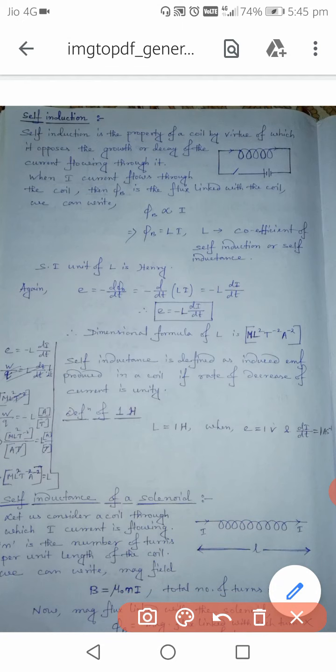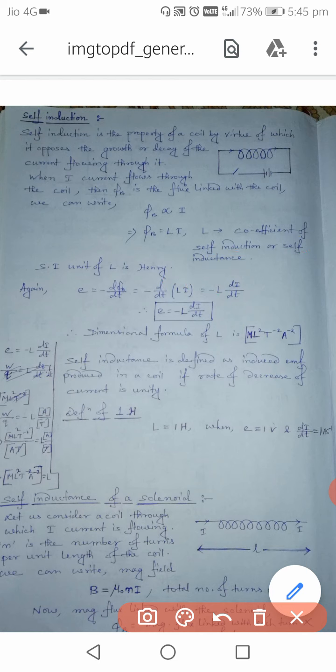In this particular case, phi, the flux linked with the coil, is directly proportional to the amount of current flowing through it. Suppose I current is flowing through it, and how much flux is developed? Phi B for magnetic flux. Now the proportionality sign is removed by an equal sign. There is a constant L. The name of this constant is coefficient of self-induction, or we also call it self-inductance. The SI unit of L is Henry, or in short we write it as H.